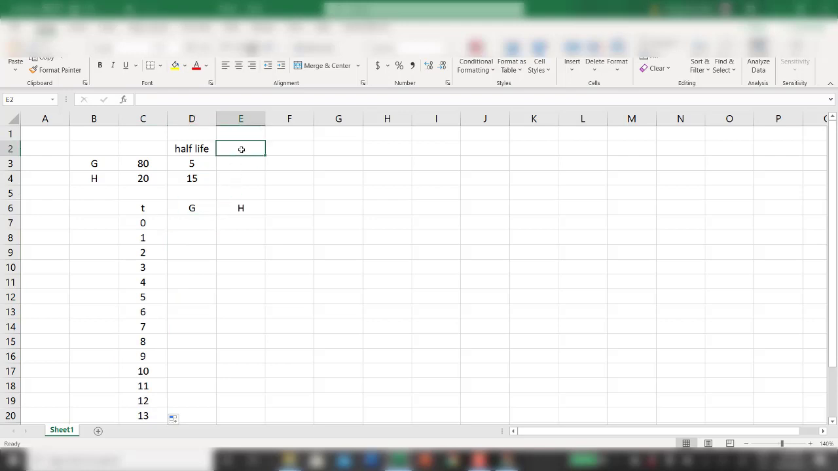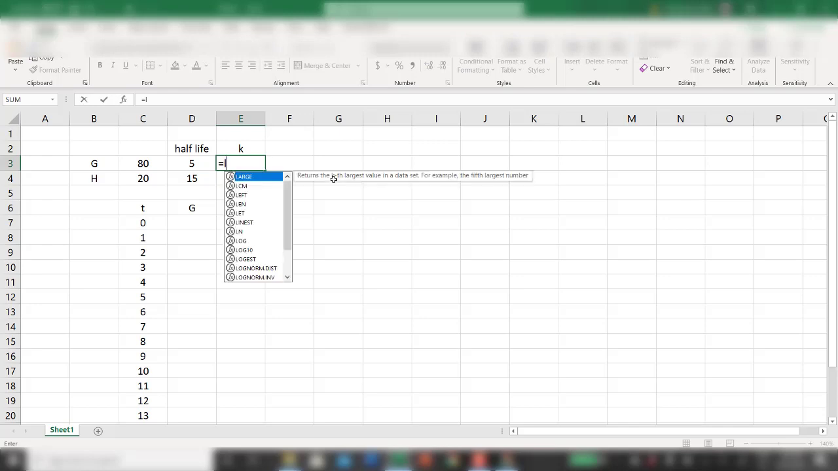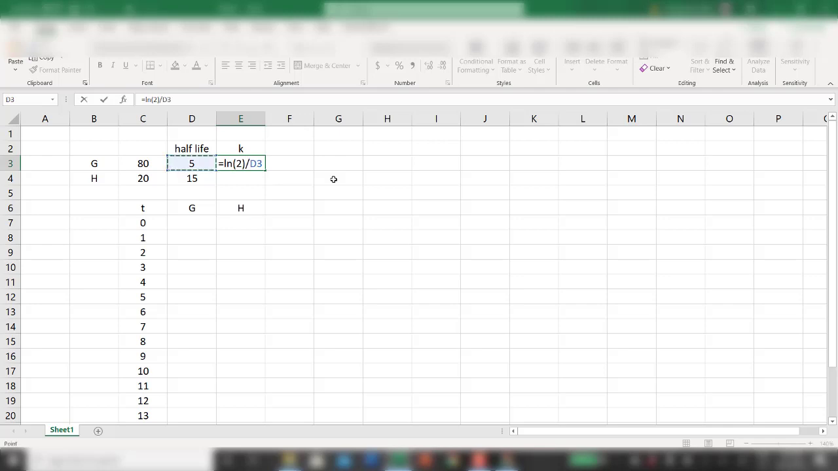But before that, maybe let me calculate a rate constant first. Let me just calculate a K. I think it might be easier. So the rate constant K for G will be equal to ln 2 divided by the T half. So that's this particular number, and I'm going to do the same. So these are the two numbers I'm going to create, and then right now I'm going to input my formula.